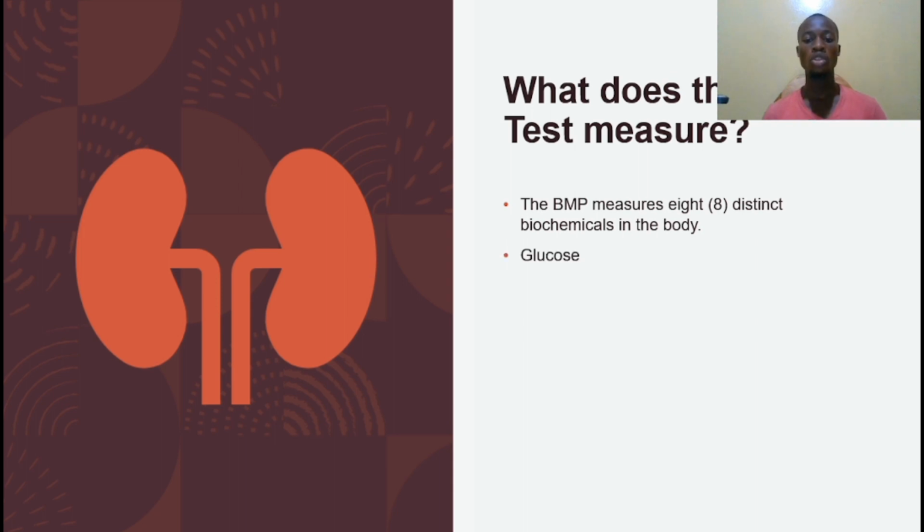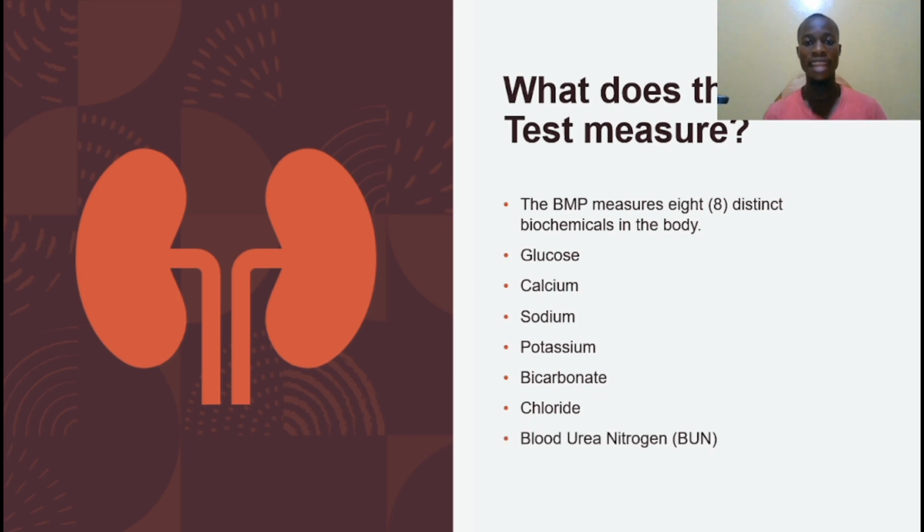1 is glucose, 2 calcium, 3 sodium, 4 potassium, 5 bicarbonate, 6 chloride, 7 blood urea nitrogen, and 8 creatinine. So glucose is 1, calcium is 2, sodium is 3, potassium is 4, bicarbonate is 5, chloride is 6, blood urea nitrogen is 7, and creatinine is 8. Now we are going to take a very clear view at each of them.